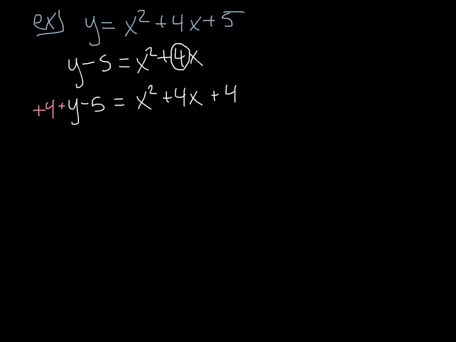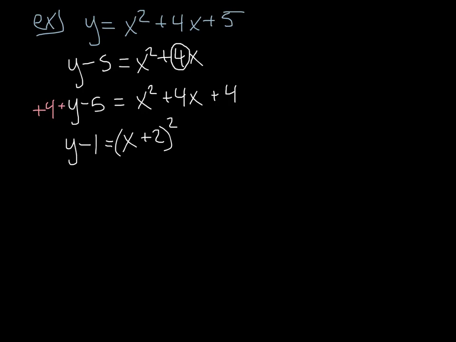All right, let's simplify a little bit here. Now on the left, I've got a plus 4 and a minus 5, so I think that gives me y minus 1 is, and now since I did my complete the square step, there we go. I've just got x plus 2 quantity squared.